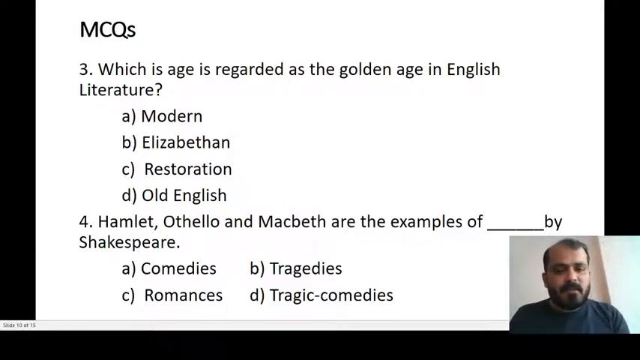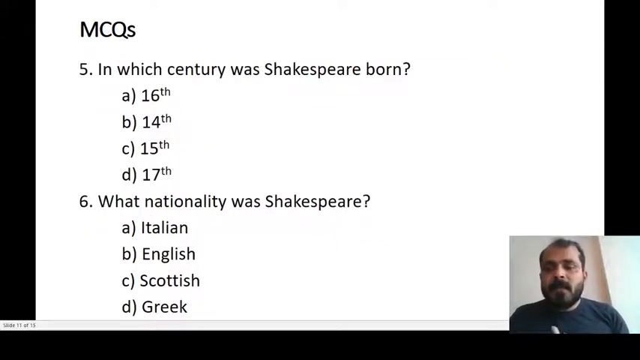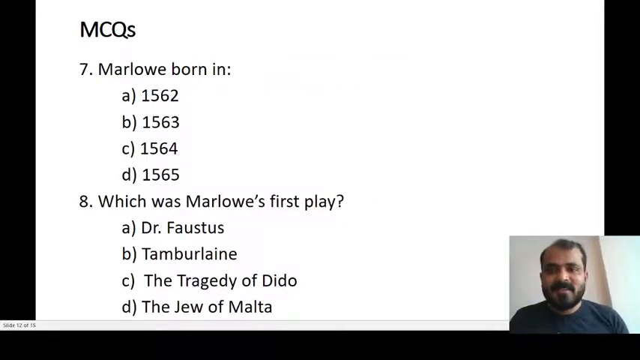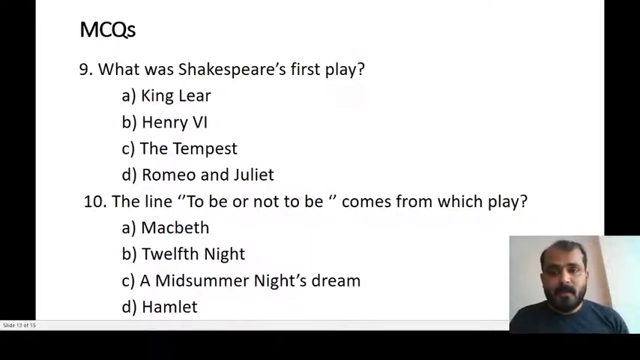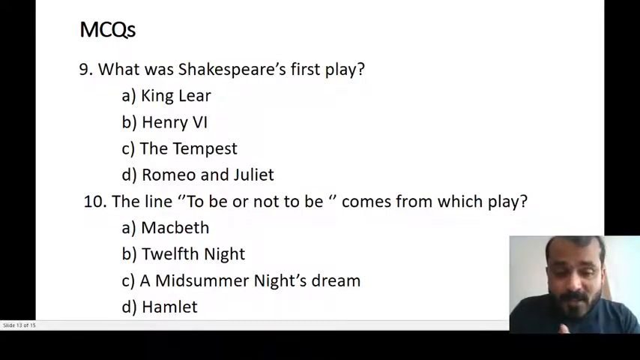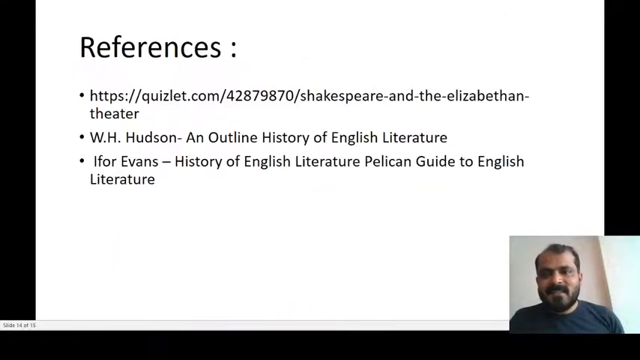Hamlet, Othello, and Macbeth are the examples of dash by Shakespeare. Comedies, tragedies, romances, or tragic comedies. Guess the answer. Very simple. In which century was Shakespeare born? 16th, 14th, 15th, 17th. What nationality was Shakespeare? Italian, English, Scottish, Greek? Guess it. Which was Marlowe's first play? What was Shakespeare's first play? The famous line "to be or not to be" comes from which play? Just guess. These are some of the references I have taken to prepare this.